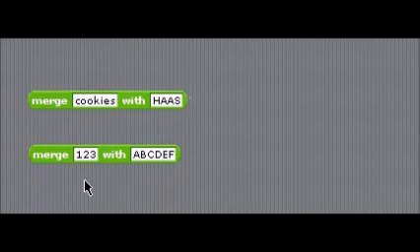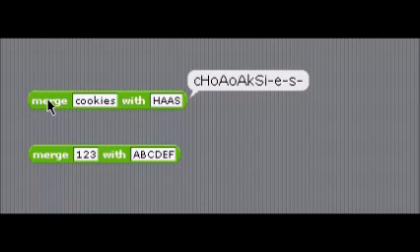Here's what the output of my merge block looks like. You can see that when I merge cookies with Haas, it takes the first letter of cookies followed by the first letter of Haas, and then the second letter of cookies followed by the second letter of Haas, and so forth. And when I run out of letters in the word Haas, because it only has 4 letters, I get the last few letters of cookies with a dash after each one. So when you run out of letters in a shorter word, you're just going to use dashes in place.